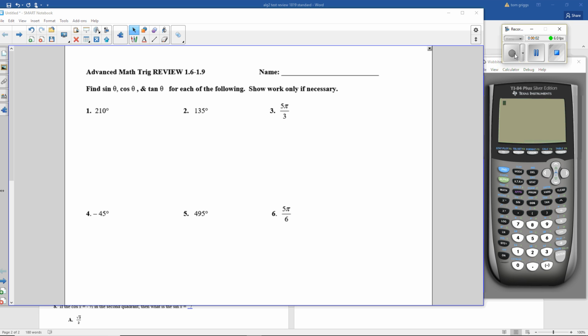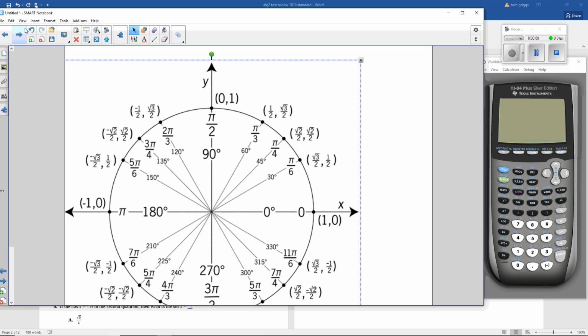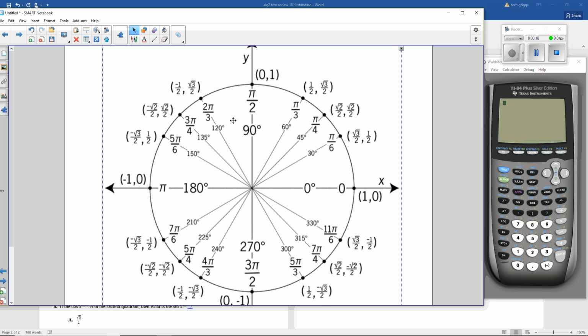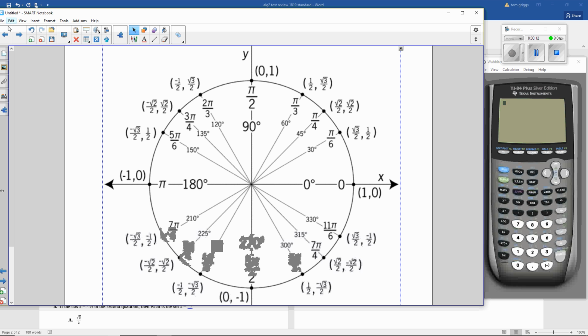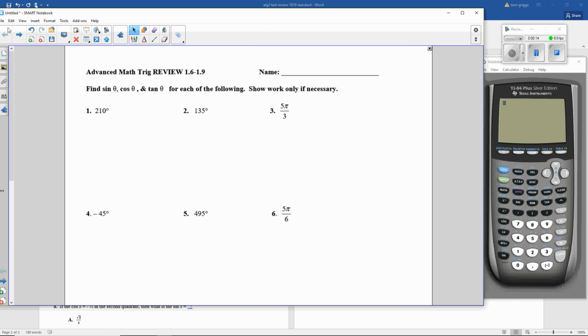All right, so this is the Algebra 2 Trig test review. We're going to quickly go over here. So I've already filled out the unit circle, and you should have too before you actually tackle this part of the test review, because that's going to make a lot of these questions really quick.